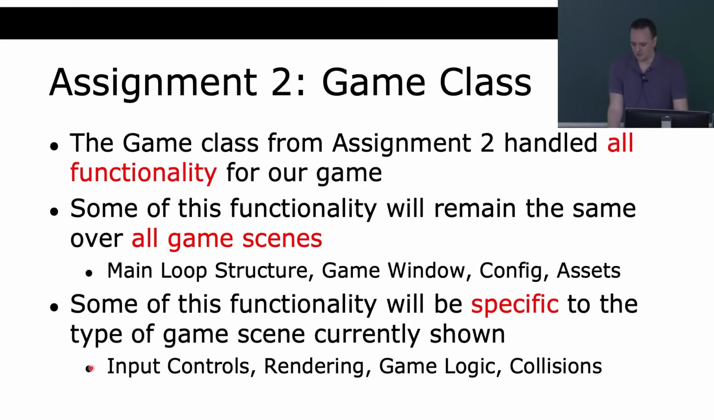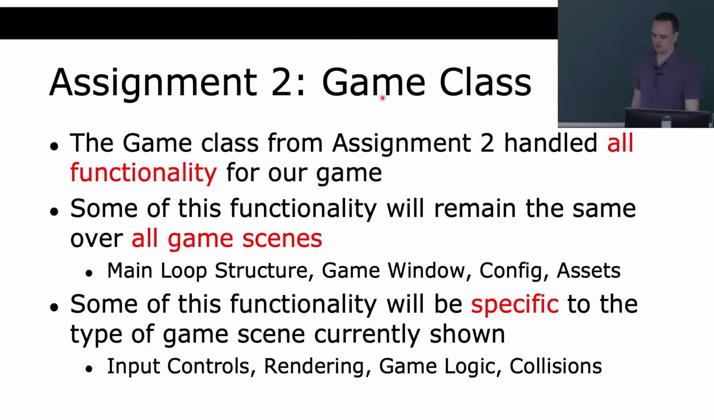But some of the functionality will be specific to the type of game scene that's currently shown. So for example, the input controls are going to do different things whether we're on a menu scene or a battle scene or an overworld map scene. Those inputs that we give are going to be different. Maybe some of our rendering is going to be different. Maybe we have special textures or shaders or whatever happening on the menu scene that we wouldn't have somewhere else. The game logic, maybe collisions on the world map are different from collisions in the battle scene. So we can identify that our games, as they get more complex, might want to have different logic, different systems, different rendering, different input based on these different scenes. So how are we going to handle that?